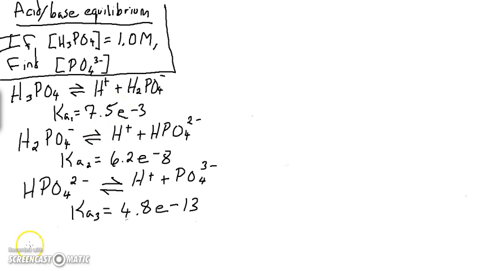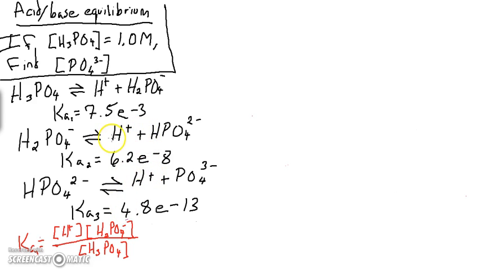So the first thing you need to do to solve this problem is just remember the general rule that Ka is always equal to the products over the reactants. So if I were to write a Ka1, it would be the product H plus times the other product H2PO4 minus over the concentration of the reactant. In this case, the reactant is H3PO4. So that's going to be the generic formula. It's always the reactants on the bottom and the products are going to be on top.